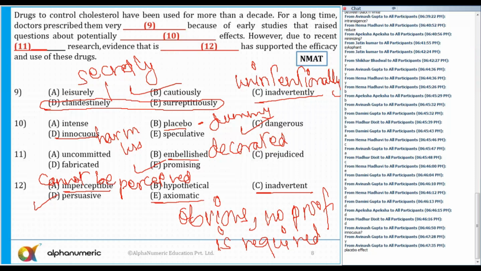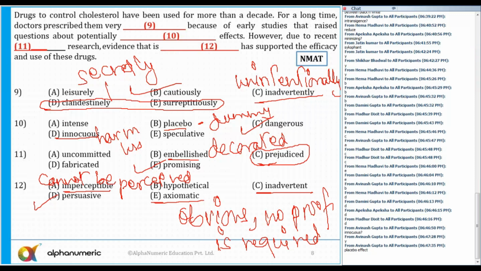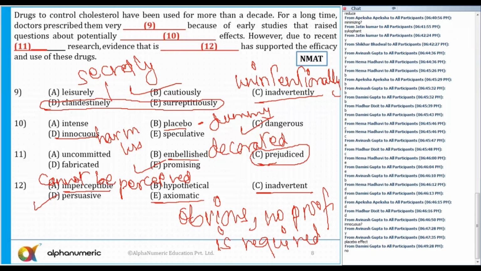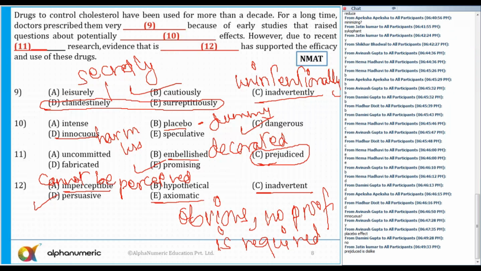Now I have a question. What is the difference between prejudiced and biased? Are they the same? They're not the same, Damini. Okay, so what is the difference? Prejudice is dislike. Okay. Yes, good. And bias is?